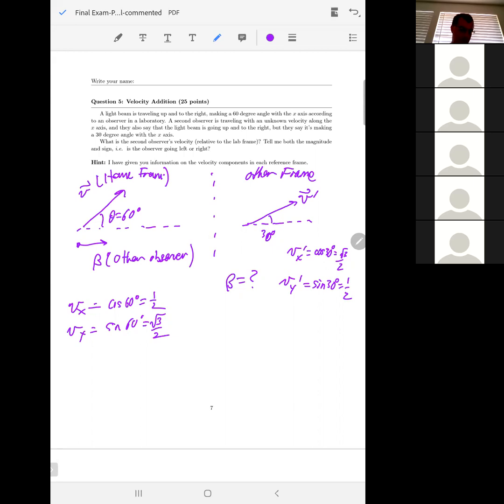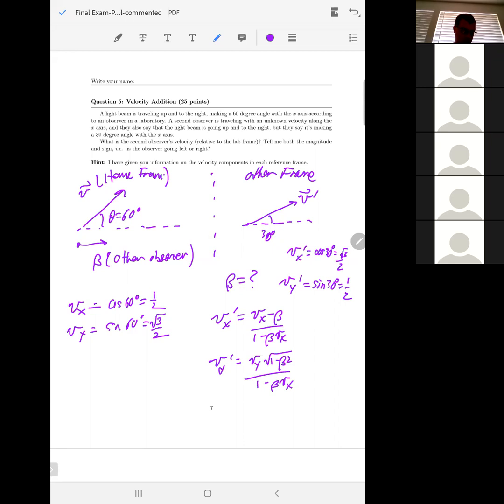And by the way, I didn't put any relativity formulas on the formula sheet, but I will put some on the formula sheet this time. One formula that I would give you is that Vx prime would be equal to Vx minus beta over 1 minus beta Vx, and Vy prime would be equal to Vy square root of 1 minus beta squared over 1 minus beta Vx.